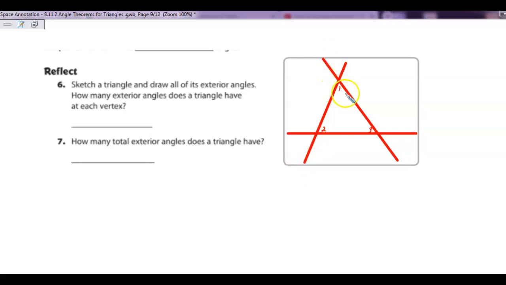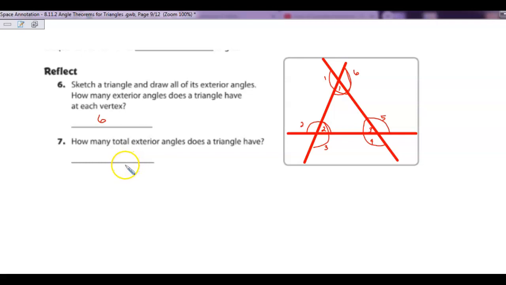Well, I have one here. So we have 1. And then I have one here, there's 2. I also have one here, there's 3. I have one here, there's 4. I have one here, there's 5, and I have one here, so there's 6. So I have 6 exterior angles.